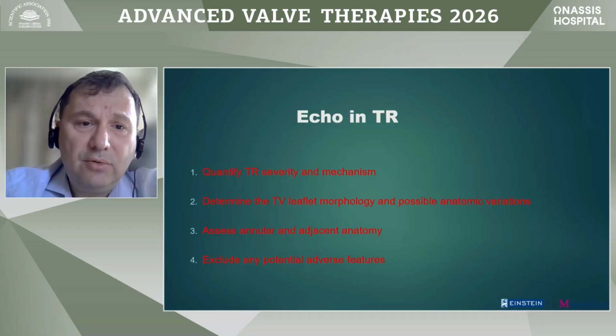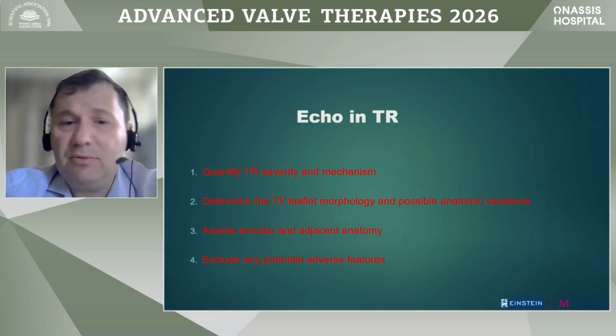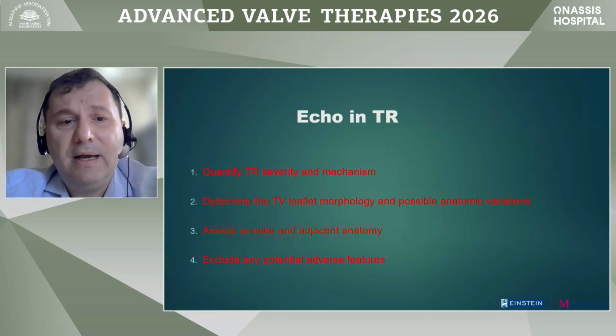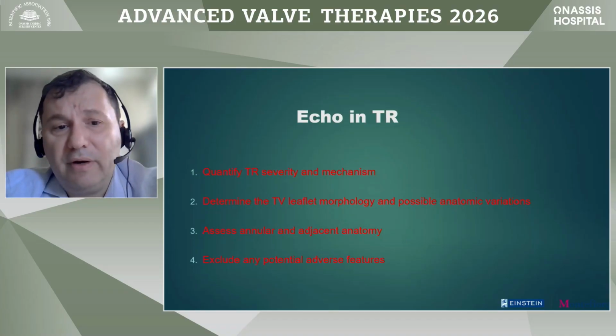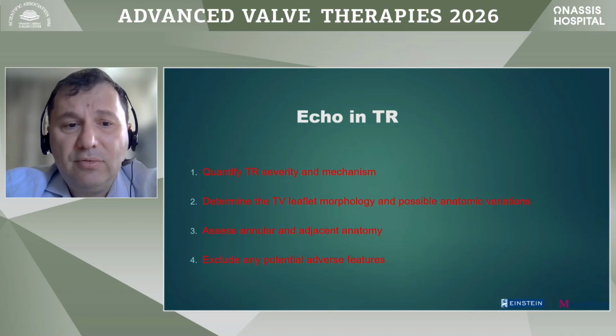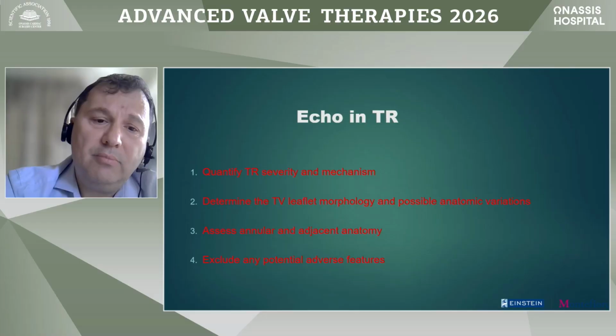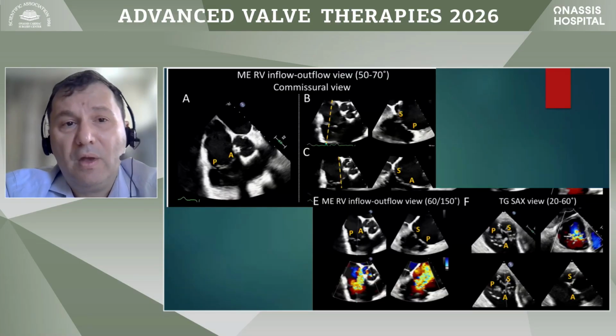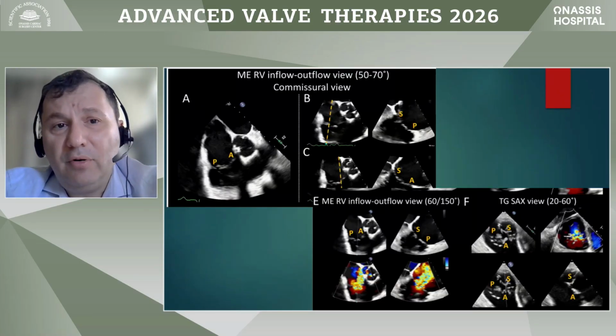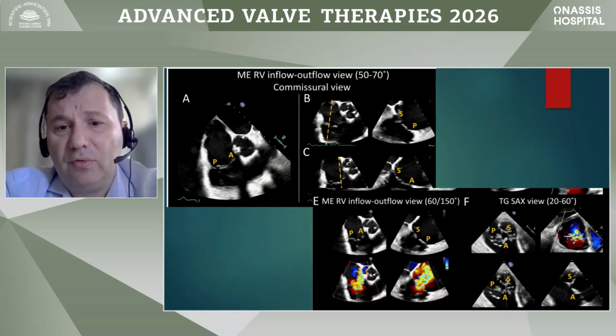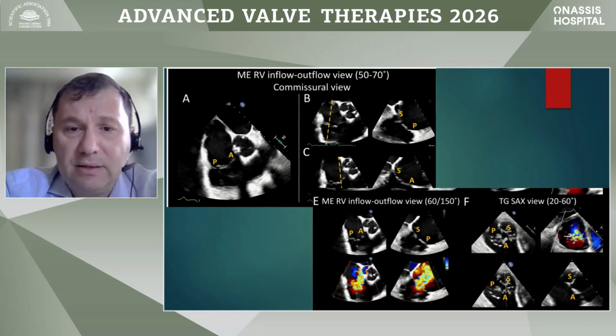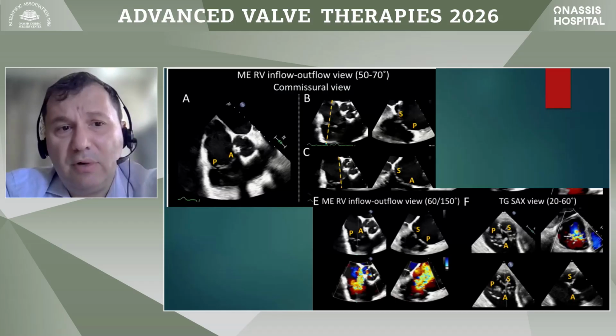Echo is very important to quantify the severity and the mechanism, to determine the morphology of the leaflets and possible anatomic variations, to assess the anatomy and exclude any potential adverse features. It's very important to take the commissural view between 50 and 70 and take a biplane or a multi-D to put the color and see the maximum color where it comes from.